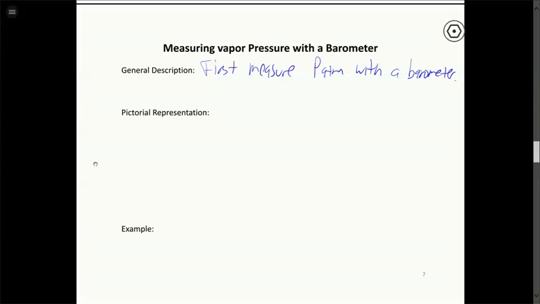Then what we're going to do is inject a liquid into the top part of the barometer. And that liquid, of course, is going to have a vapor pressure associated with it, which we're going to measure by difference.